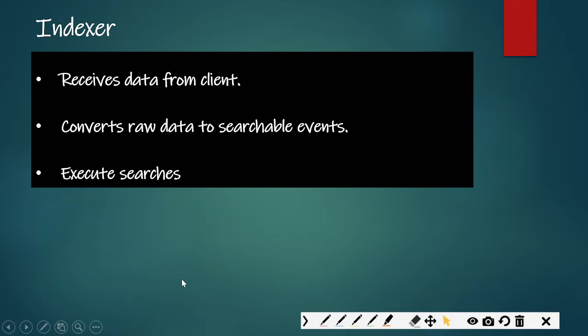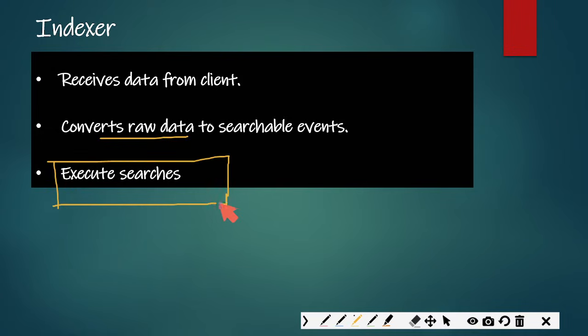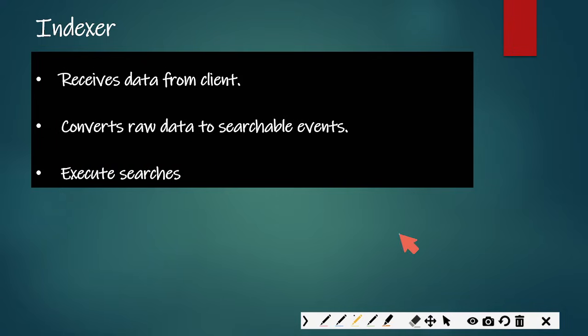Talking about a little bit of the components, you can see that the indexer is one of the components which is responsible for receiving data from clients. Your client can be anything: servers, applications, network devices. The indexer is responsible for converting your raw data into searchable events, and this is where your search is getting executed, right? Though we have a search head as a user interface, the search head only distributes our searches to the indexer, and our search jobs get executed on the indexer itself, right?